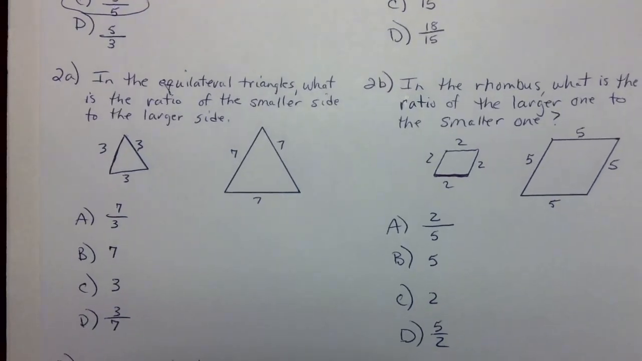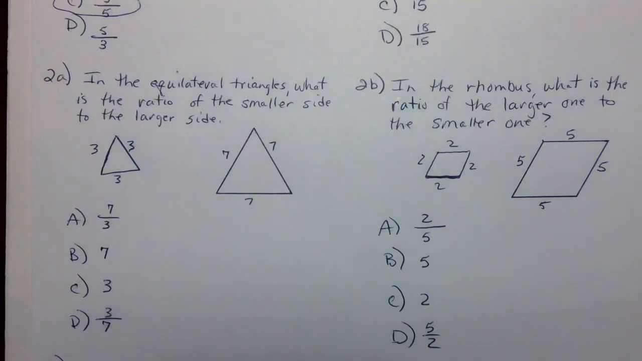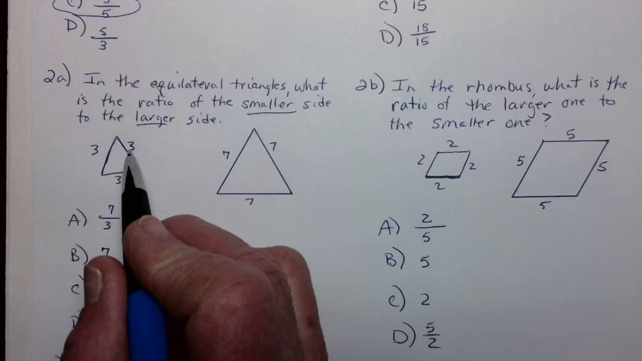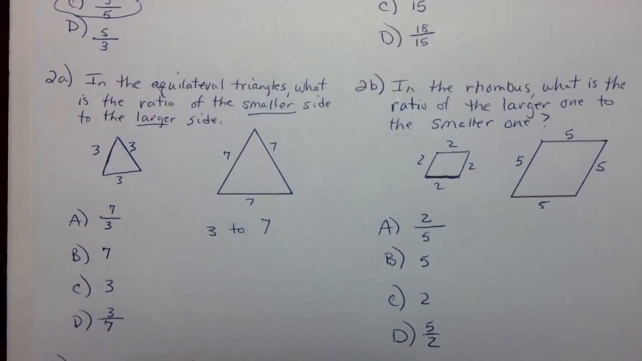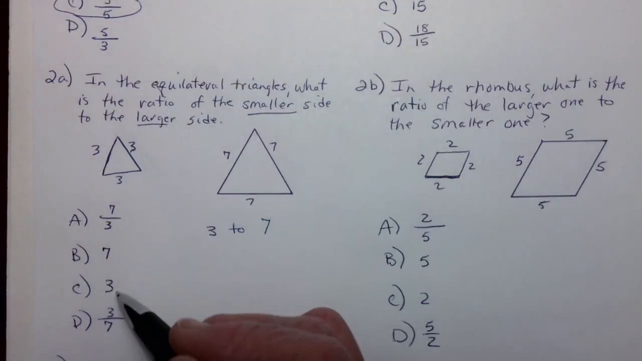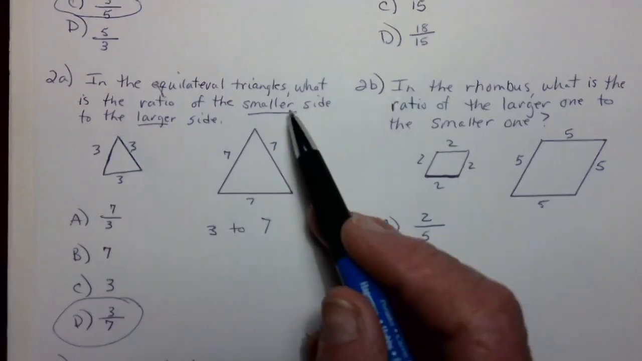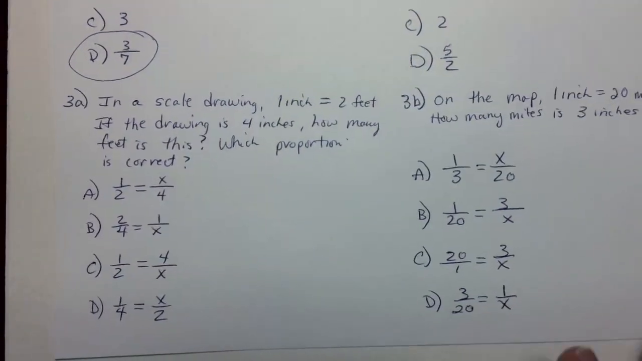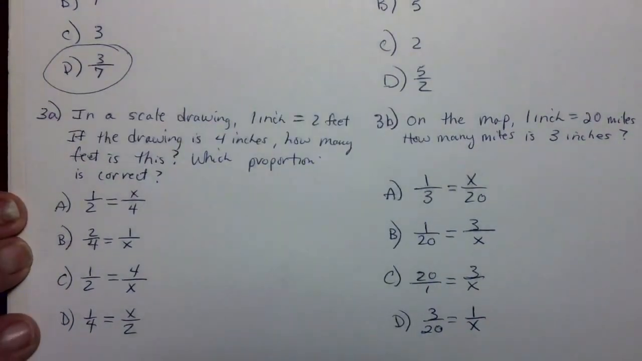Number 2, in the equilateral triangle, equilateral means all the sides are the same length. What is the ratio of smaller to larger? So we want smaller, we want 3 to 7. So, can't be that. There's not enough numbers there. It has to be this one. What comes before TO is the numerator. What comes after TO is the denominator. And don't try to do these B problems until I get finished, because you'll get behind listening.